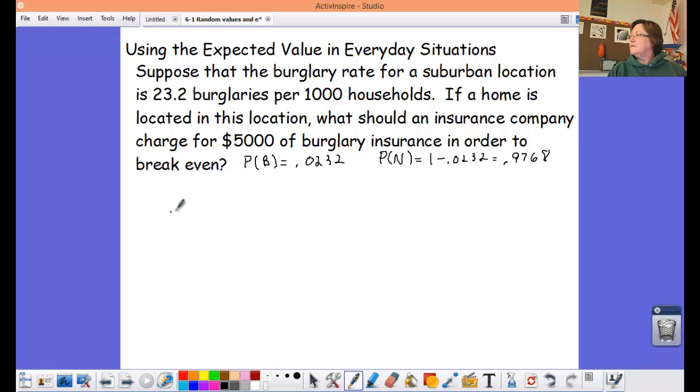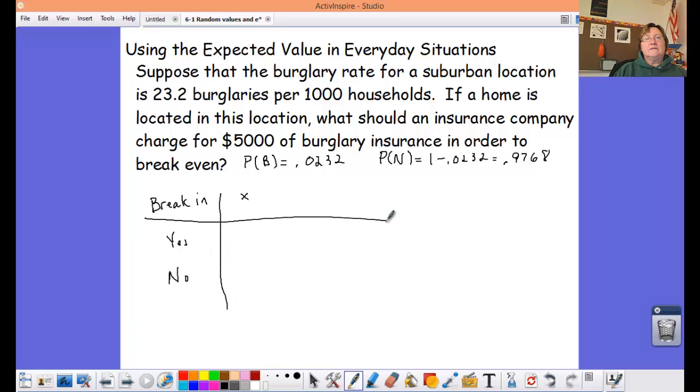Let's take a look at this situation, and maybe it'll help us a little bit to organize our thinking. Really, the question is, do you have a break-in, yes or no? So I'm going to put that break-in, a yes and a no. Those are the two options. And what our X value is, okay, is the amount of payout that you're going to get in either situation. X, and I'm going to put right under there, payout.